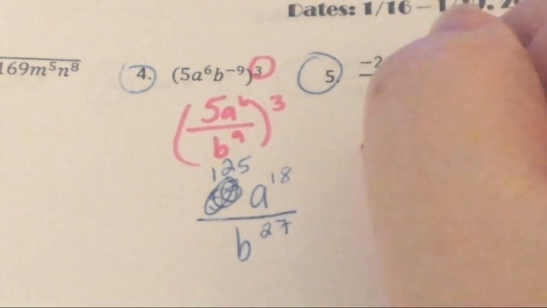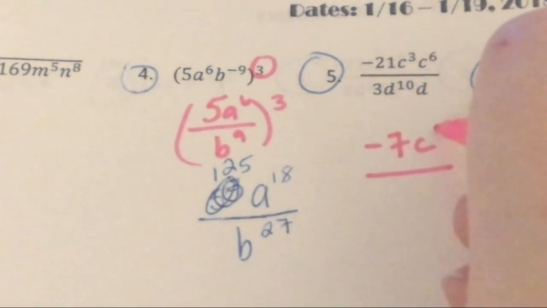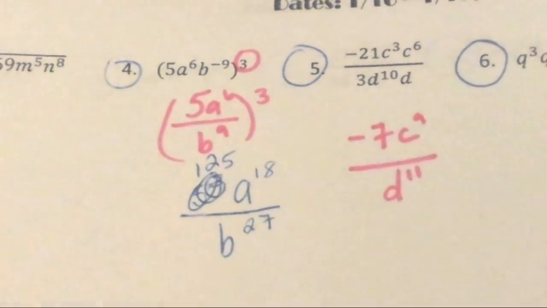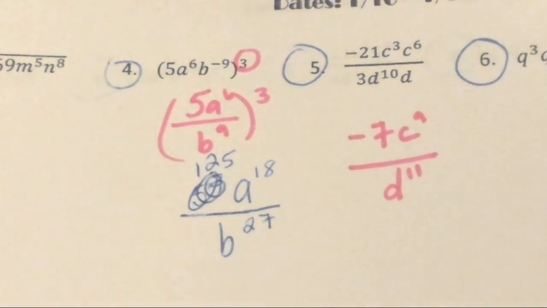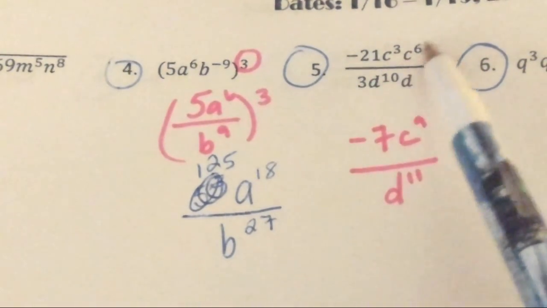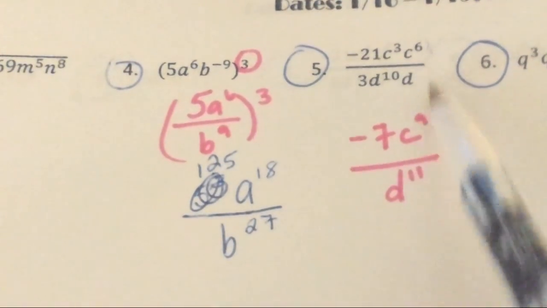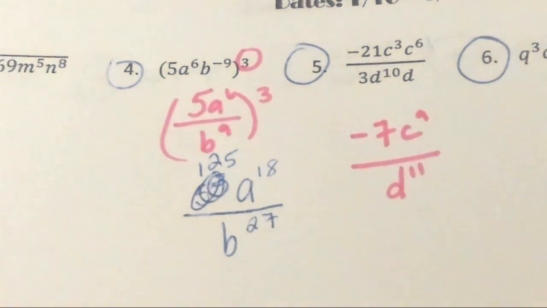So negative 21 divided by 3 is negative 7. But it's c to the, they're both in the top, so I actually add them. So it's c to the 9th. And then d to the, yes. Okay, so Arturo gets the point. He's paying more attention than most of us. The c's were both in the numerator, so he added them. He added their exponents, 3 plus 6, and got 9. The d's were both in the denominator, so he added them, 10 plus 1, he got 11. Negative 21 divided by 3 is negative 7. I just went ahead and simplified it.